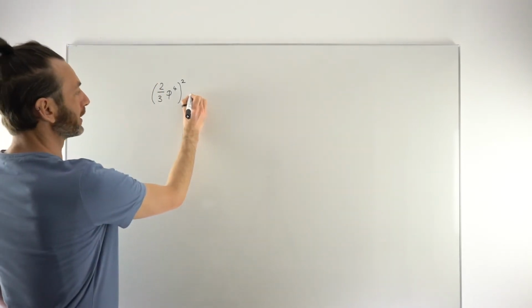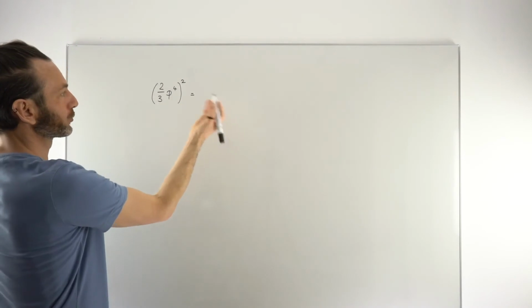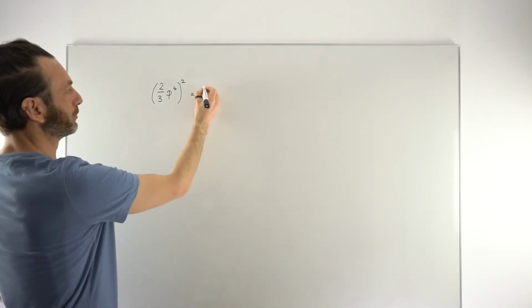So if you do think of it as two brackets, then, because anything squared just means the thing multiplied by itself.